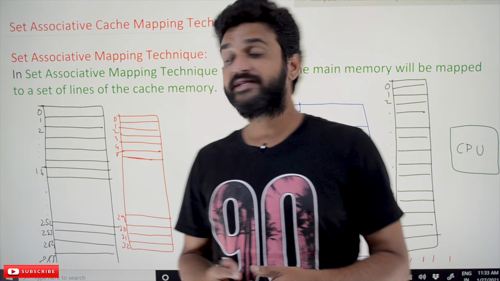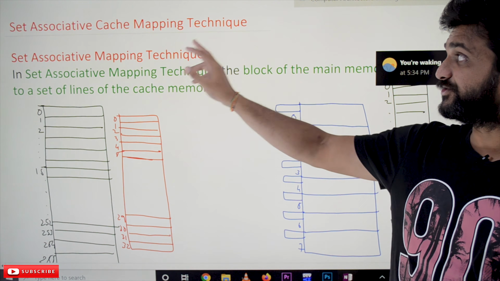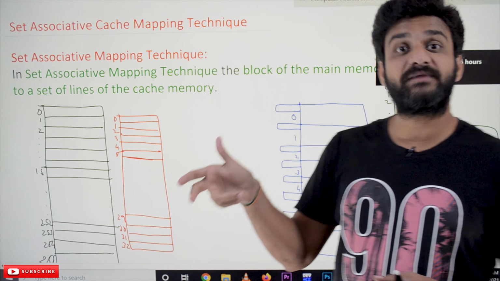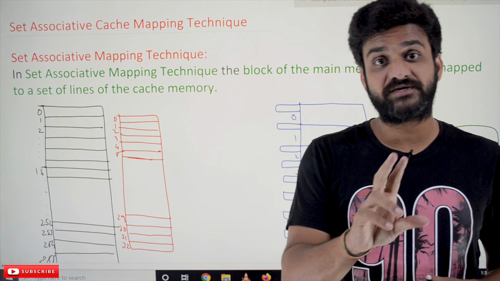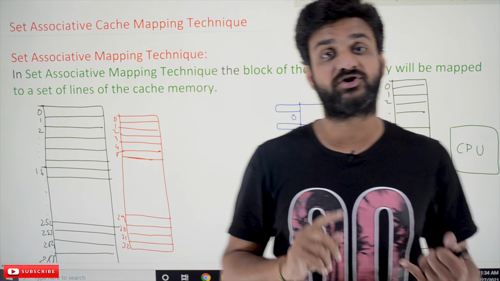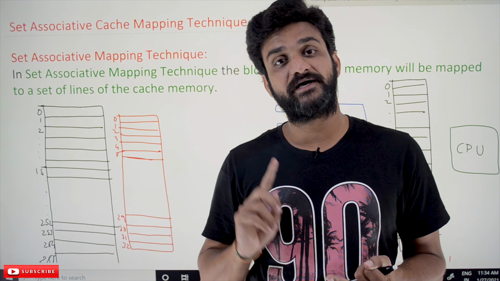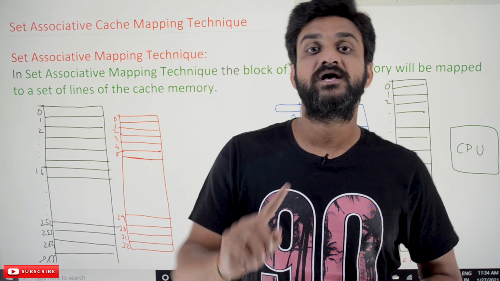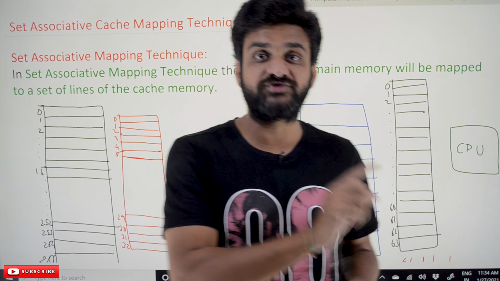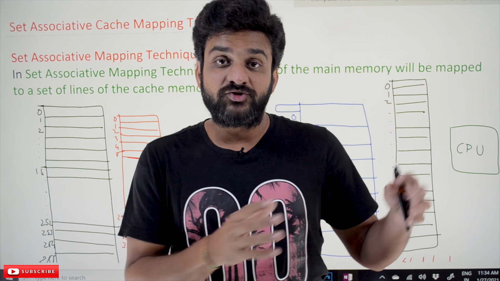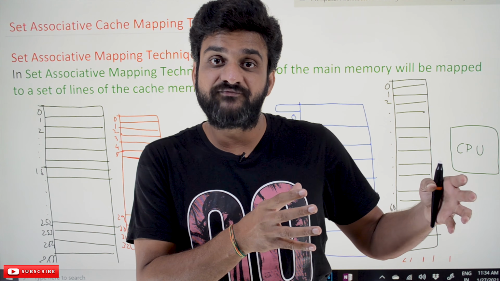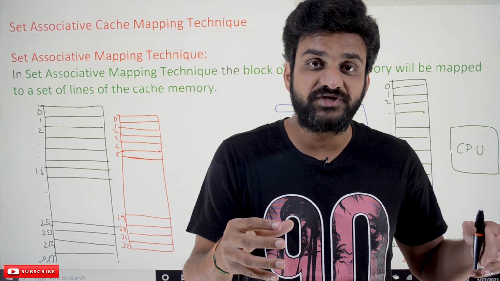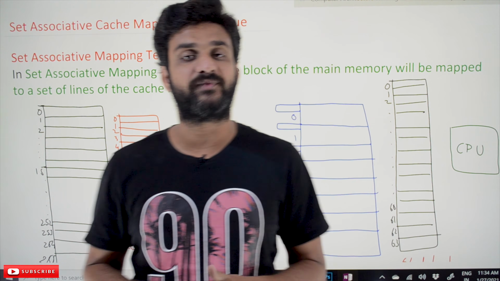I am Vikram. In this class, we'll try to understand the set associative cache mapping technique. This is the third cache mapping technique. In our previous videos, we have covered the first two cache mapping techniques, which are the direct mapping technique and the fully associative cache mapping technique. If you haven't watched those videos, please watch them and come back here, because those concepts are very helpful to you, because set associative mapping is going to use both direct mapping and associative mapping.